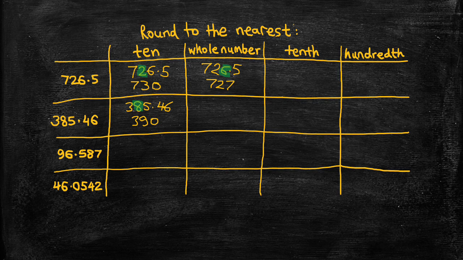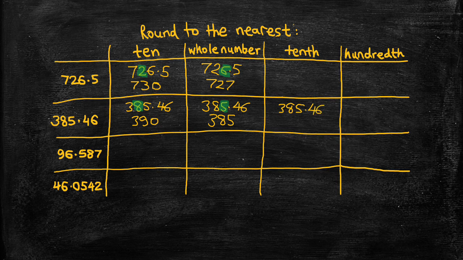Next one, let's do the same number, 385.46, only let's round it to the nearest whole number. So we're asking ourselves, should we leave the 5 as a 5 or round it up to a 6? To do that, look at the next digit over, it's a 4, and so we leave the 5 as it is. So 385.